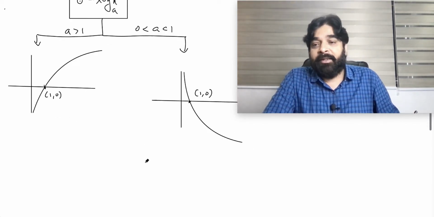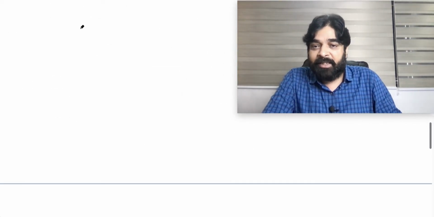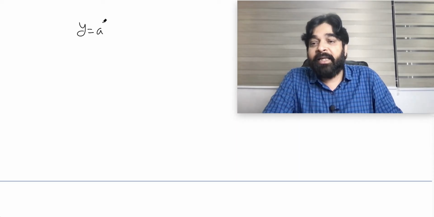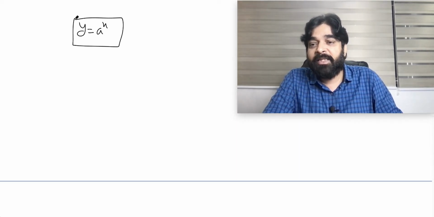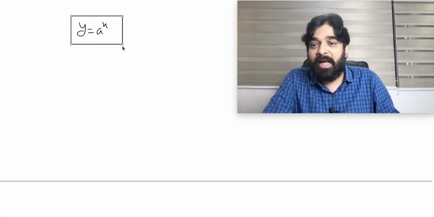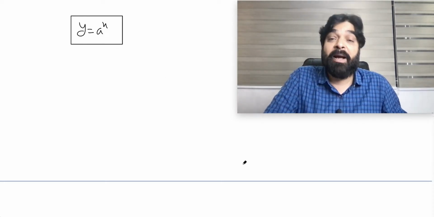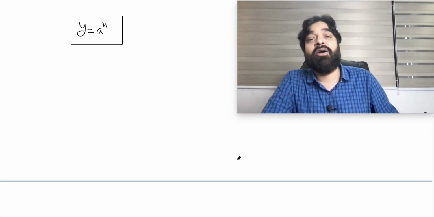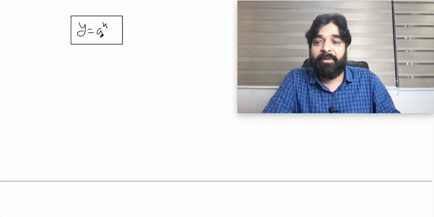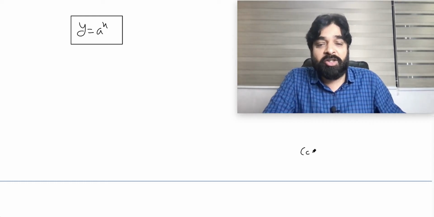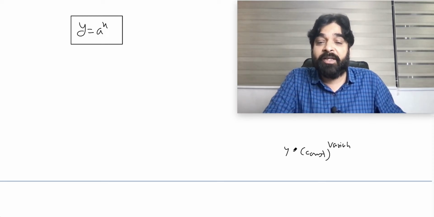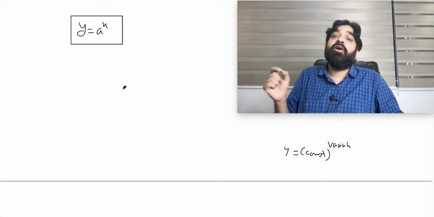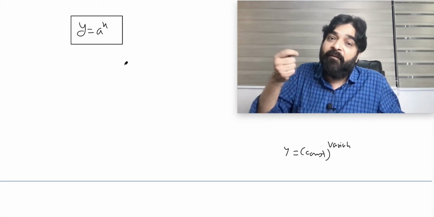Is it clear? Next, the y equal to a power x graph. It's an inverse of the log graph. Inverse means, like the inverse of plus is minus, the inverse of multiplication is division. Same way, the inverse of log is the power function. This is the power function. Understand the meaning of this: a power x means a constant to the power of a variable. We will use this logic for the graph only when we get a constant to the power of a variable.